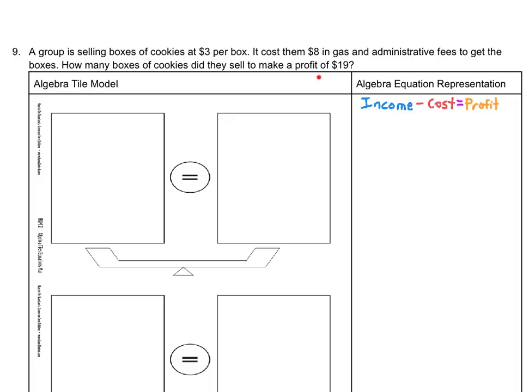In this case, the $19 is our total. So we can say that it equals 19. What other parts do we know? We're selling boxes of cookies for $3 per box. Is selling making money or losing money? Since that's making money, that's income. The $3 per box we call a rate. Rate is something per something. Dollars per box, miles per hour, feet per second. All those are something per something.